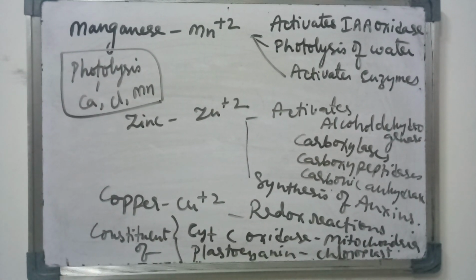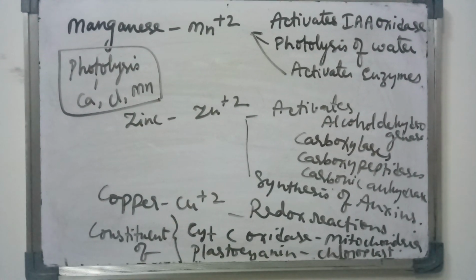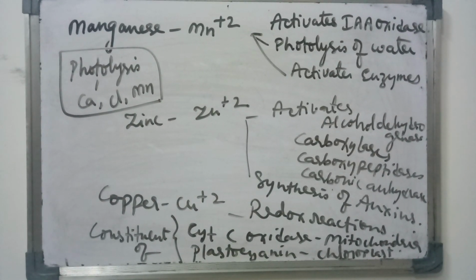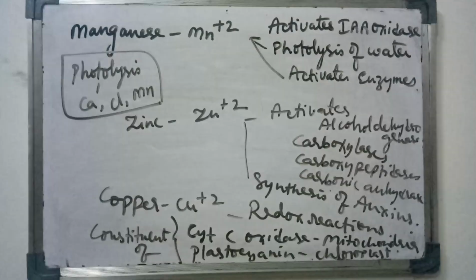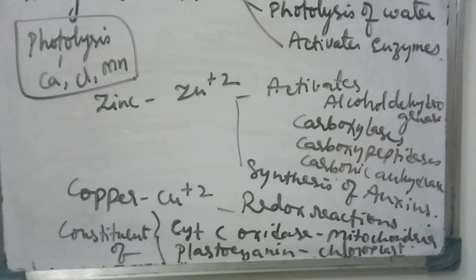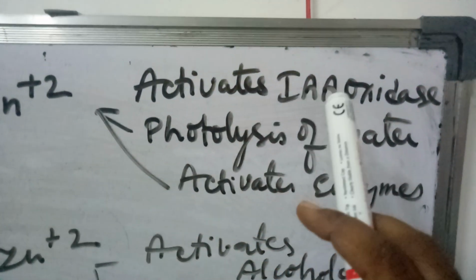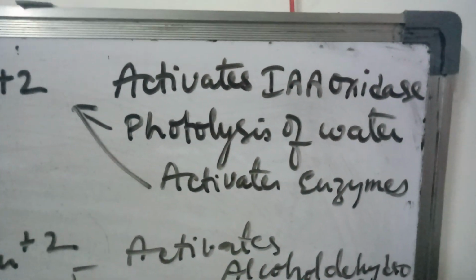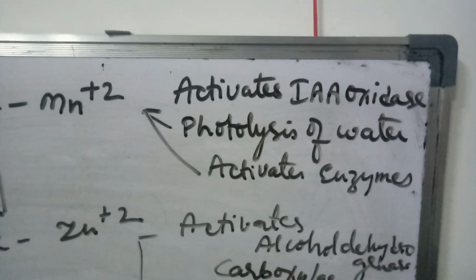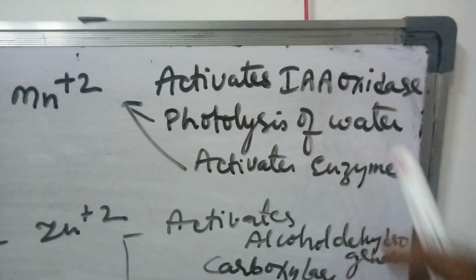Coming to the next micronutrient, that is manganese. Manganese is absorbed in the form of Mn+2, a divalent cation. Manganese activates an enzyme called IAA oxidase. And manganese also plays an important role in photolysis of water.